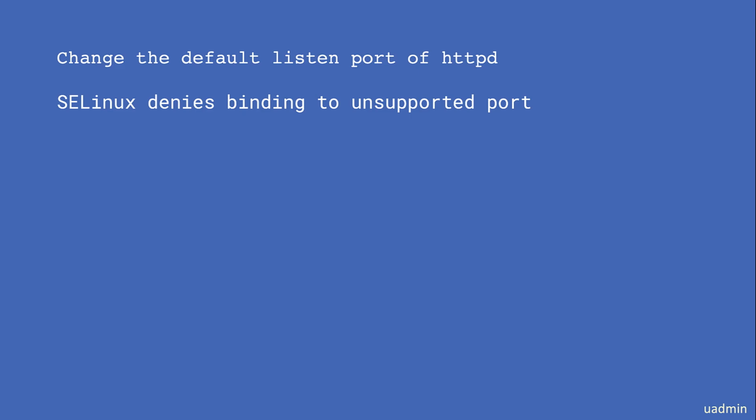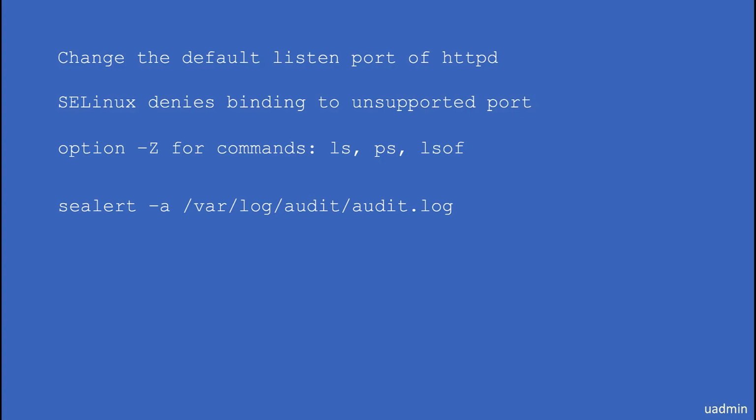What we'll do is have a look at these labels that are connected to objects and to subjects, and we'll make a change to our web server that will leave us with a dysfunctional web server. We'll focus on the capital Z option for the ls, ps and lsof commands to disclose the labels of files, processes and ports. And we will use SELinux to find out why our web server isn't functioning anymore.